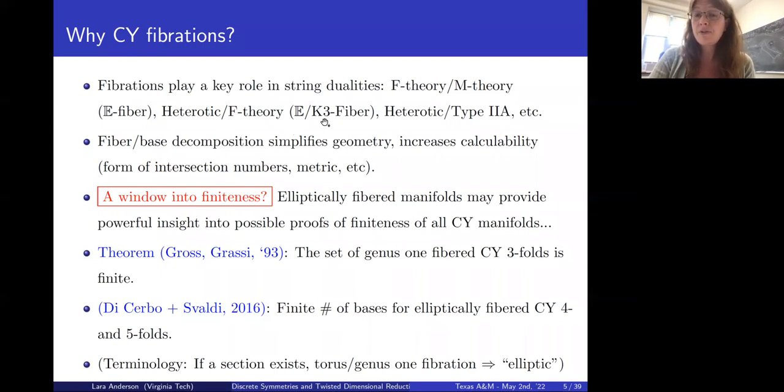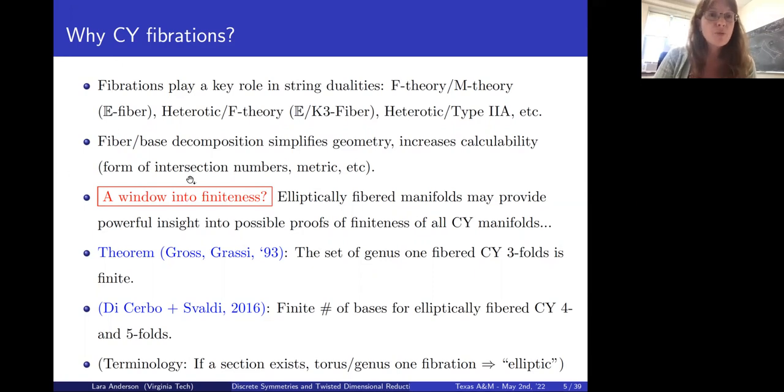Between heterotic and F theory, K3 and elliptic fibers, heterotic and type 2A, the Strominger-Yau-Zaslow fibration and mirror symmetry. All of these are very important fibers that tell you interesting things about how different string compactifications are related. In addition, from this point of view of being able to extract physics from the background geometry, the fiber-based decomposition dramatically simplifies the geometry. This Lego, take it apart, put it back together, see how the different pieces work. It can increase calculability in a lot of different areas.